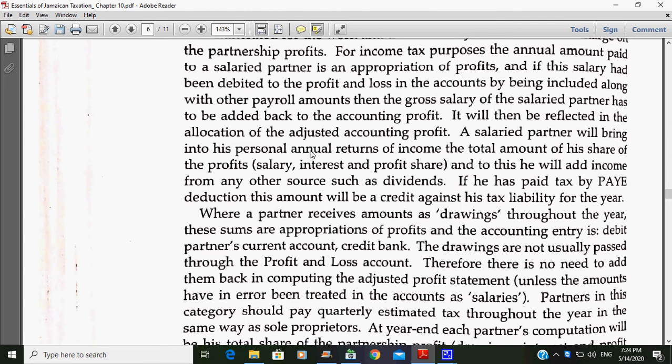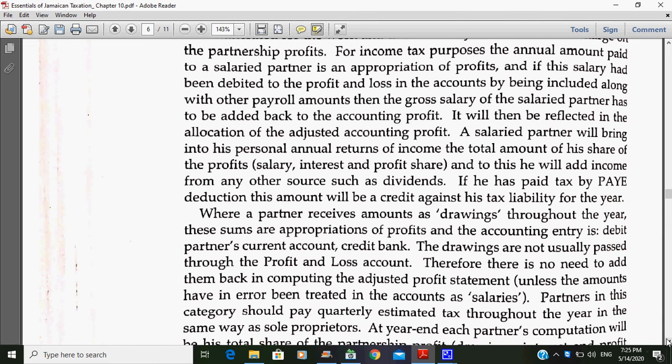Alright. Where a partner receives amounts as drawings throughout the year, these sums are appropriations of profits, and accounting entries debit partner's current account, credit what? Bank. The drawings are not usually passed through the profit and loss account. Therefore, there is no need to add them back in computing the adjusted profit statement, unless the amounts have in error been treated in the accounts as salaries, right?